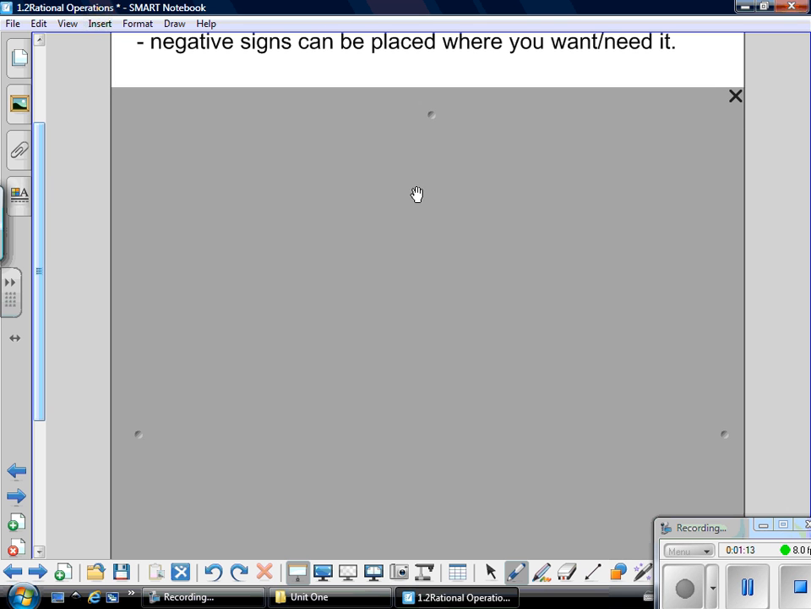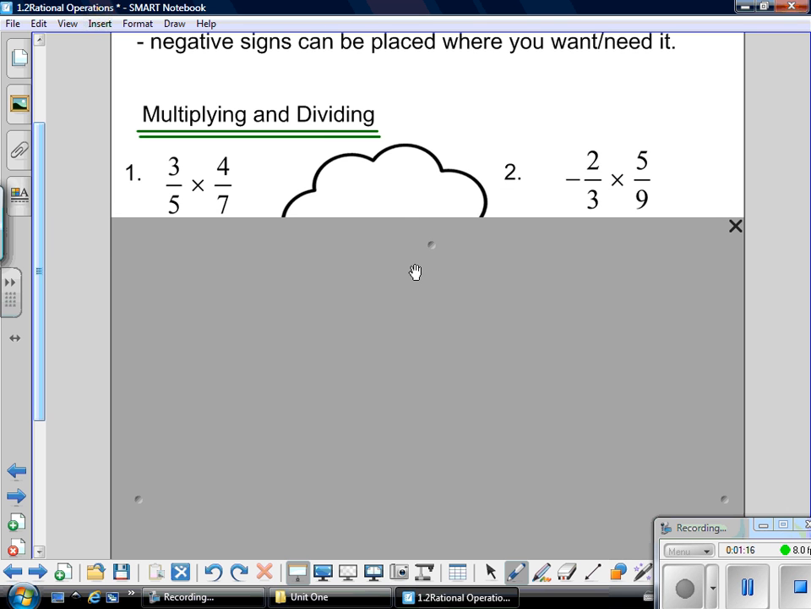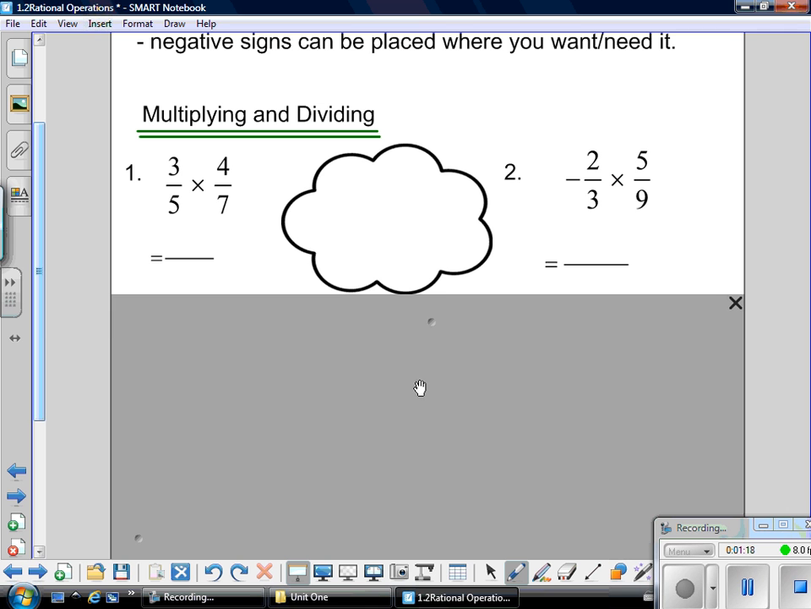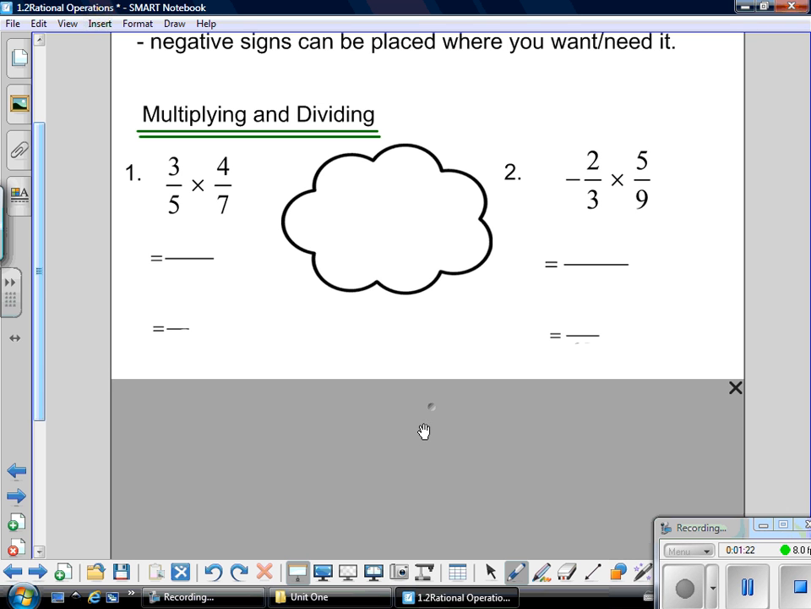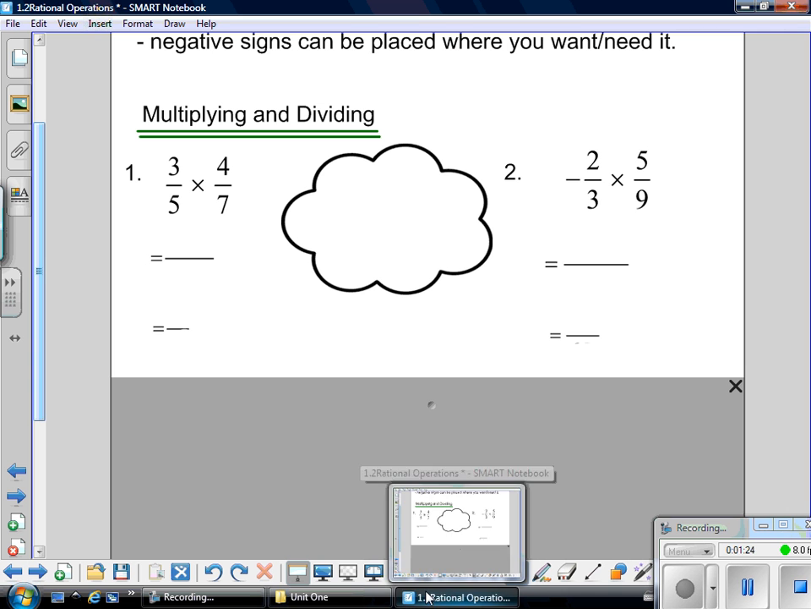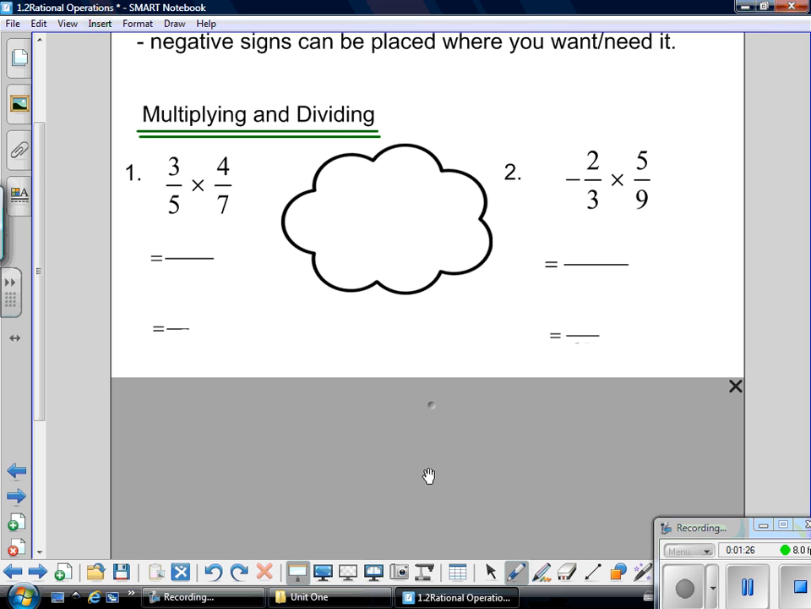Now let's take a look at multiplying and dividing. Now, when I'm multiplying and dividing, if you notice, I didn't talk about integers multiplying and dividing because I think you should know that from grade 7 and 8. But let's review when we're talking about rational numbers.